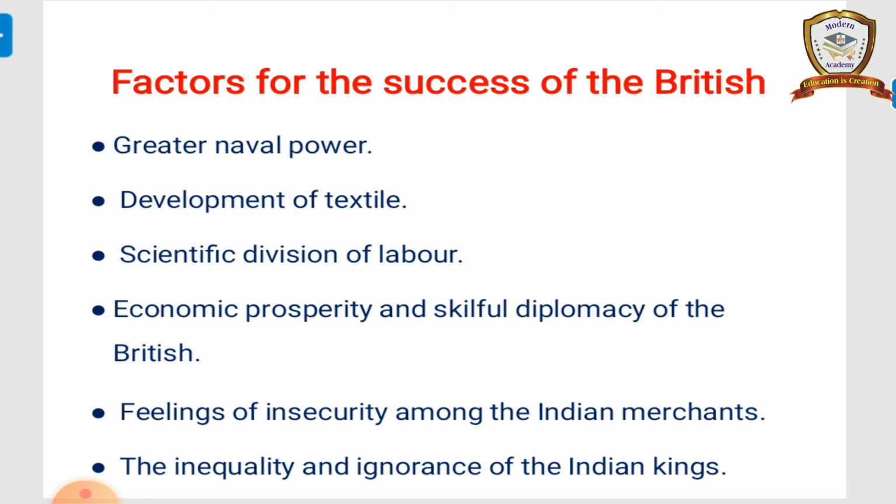Factors for the success of the British. Why did the British succeed? First they fought the French, and then they fought the small kingdoms in India. At last the British occupied the whole country. They had naval power, a good navy, the development of textiles, scientific division of labor, good workers, money, skillful knowledge and diplomacy.